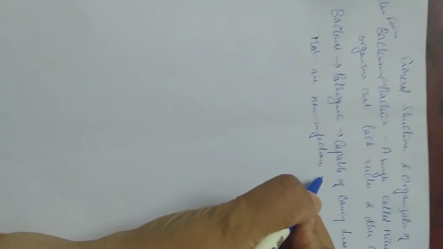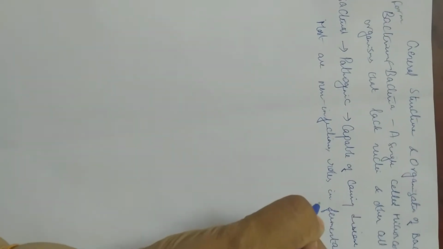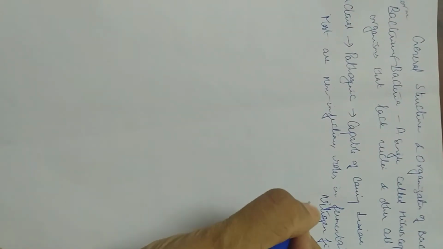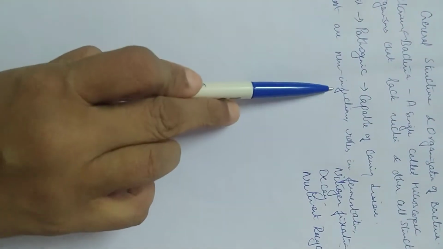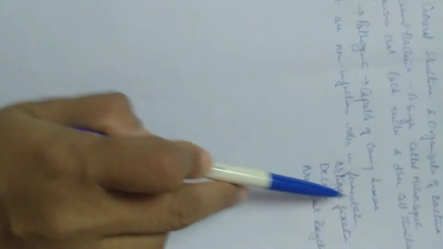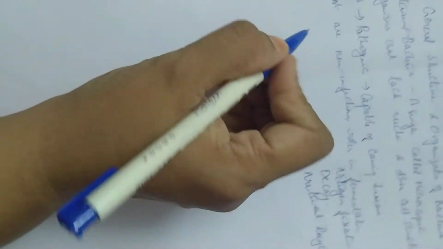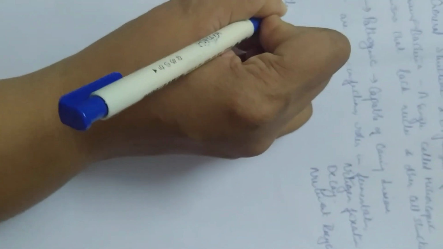Several bacteria are pathogenic, that is, they are capable of causing disease, whereas most are non-infectious, and they have many roles in fermentation, in nitrogen fixation, and in the decay process and in nutrient recycling. These are the bacteria which are non-infectious. They play a role in these various parts.